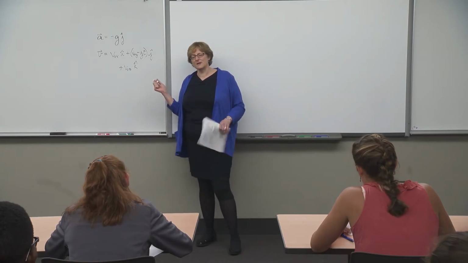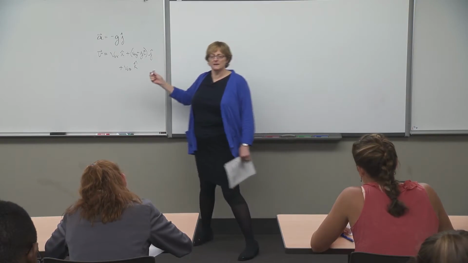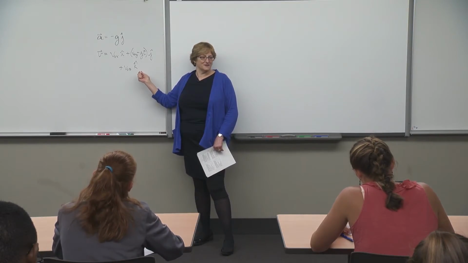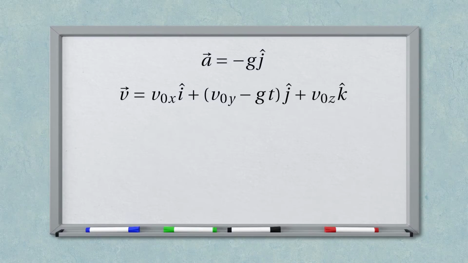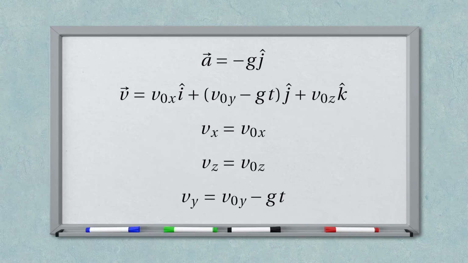Writing with vectors this way, sometimes it maybe looks complicated, but it's just like writing down 3 equations. The x velocity at any time t is equal to the initial x velocity. That's one equation. The z velocity at any time t is equal to whatever it initially was, v0z, meaning v0 in the z direction. The z velocity will stay at that constant value because there's no acceleration in the z direction. And then the third equation is from the y component. Vy is equal to whatever it was initially, v0y, minus gt.